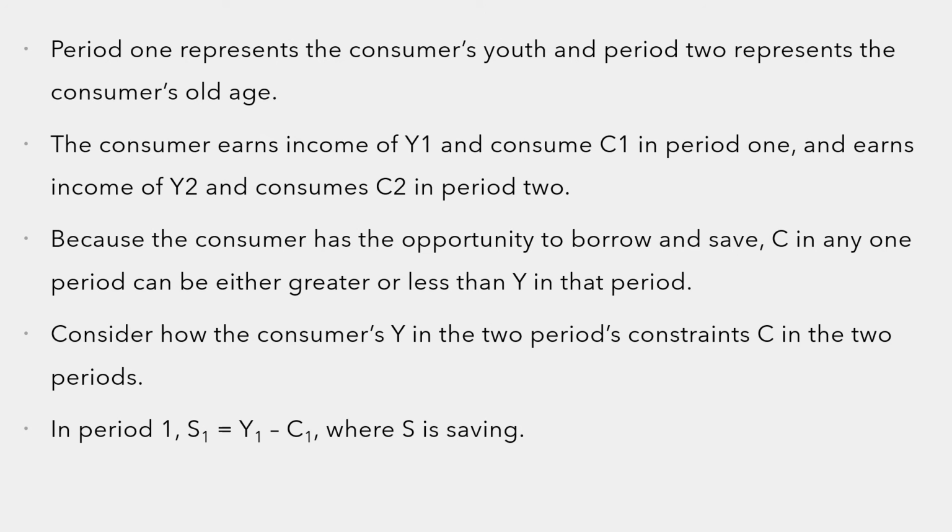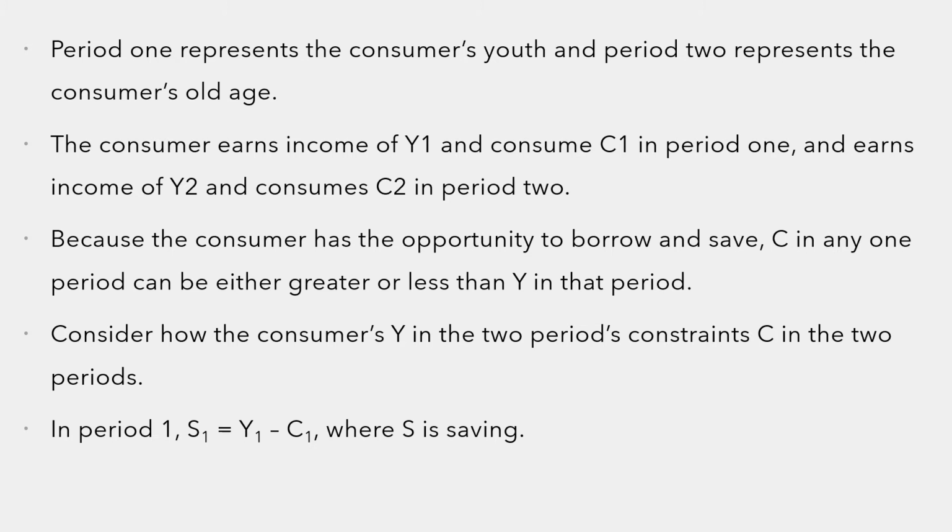In period 1, this would represent the consumer's youth, and period 2 would represent the old age of the consumer. So there will be some differences in the pattern of consumption made by the consumer, because in youth you are earning, you are receiving some income. In old age, what you are doing is making use of the savings that you have already made in the past, and in this period you are not earning that much amount that you were earning in your youth days.